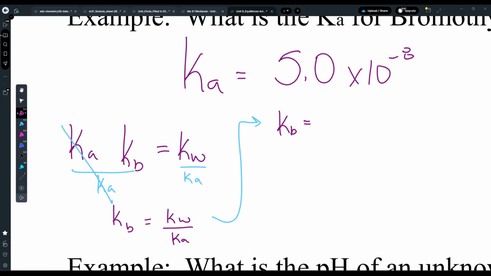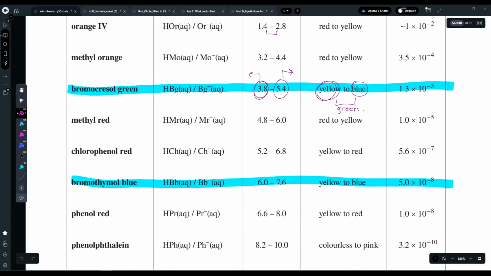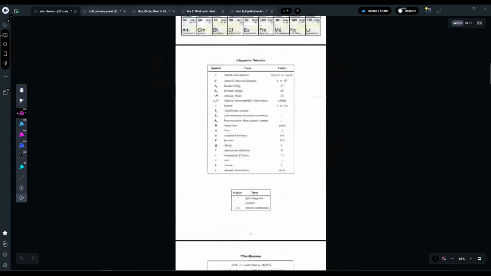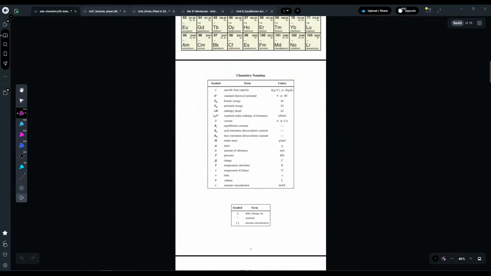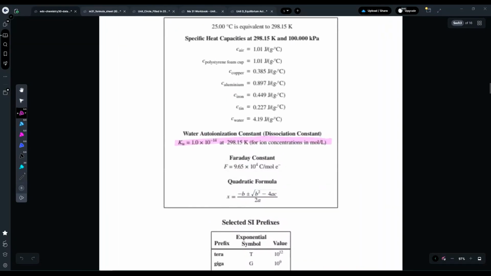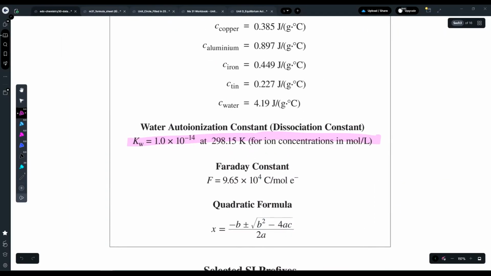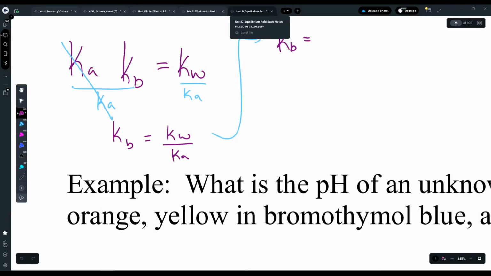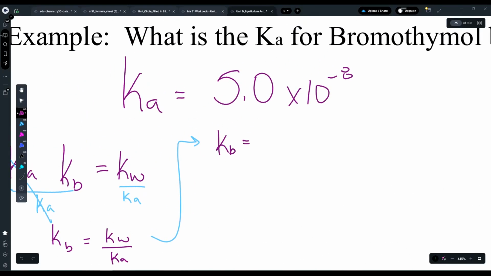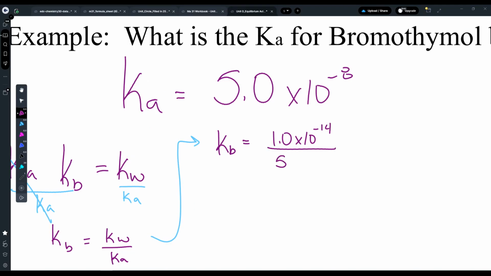Kw, remember that is a constant, and that constant is given to us. That's going to be found on page 3 of our data booklet, right here. It's the water autoionization constant, and it's 1 times 10 to the power of negative 14. And then in the denominator, I'm going to put my Ka value.